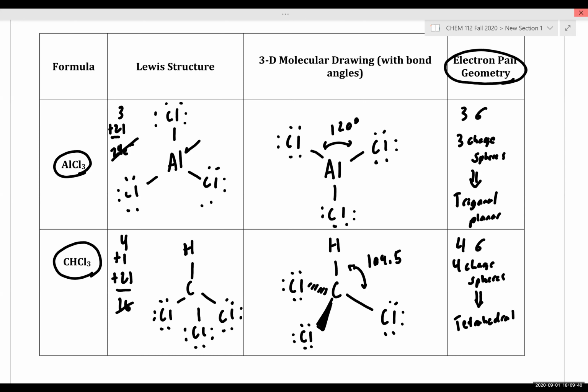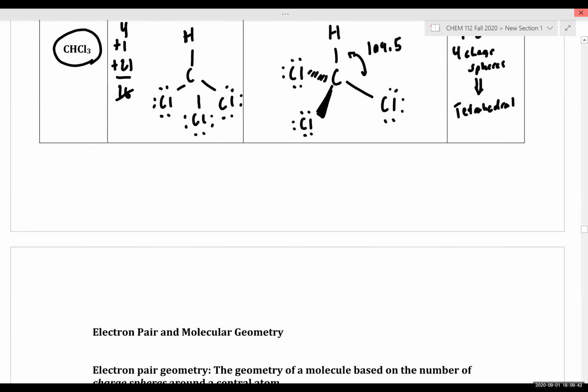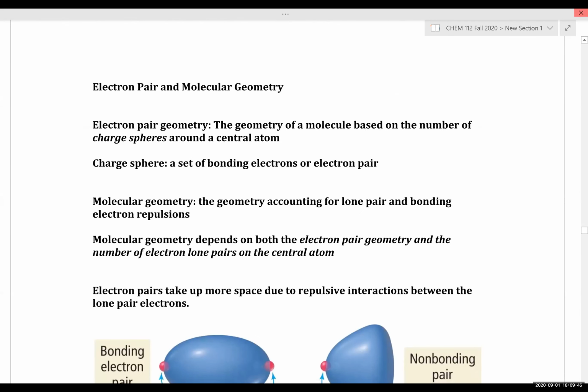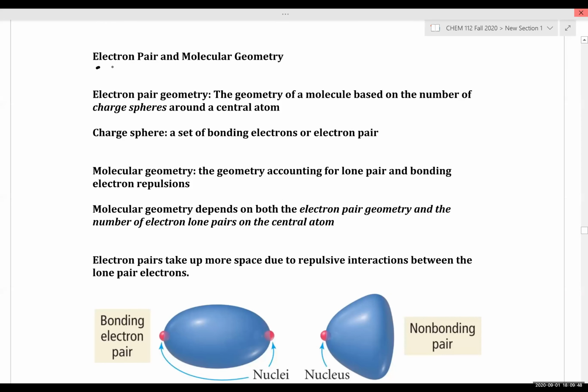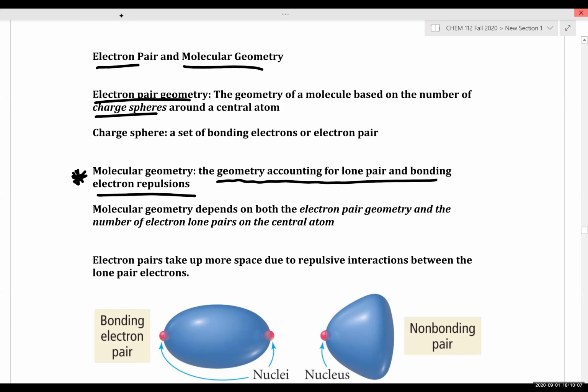Okay, perfect. So now we have this base to build off of. And let's talk about the relationship between electron pair and molecular geometry. So the electron pair geometry is the geometry based on the number of charge spheres. The molecular geometry, which is what we're interested in, is the geometry accounting for lone pair and bonding electron repulsions. Molecular geometry depends on the electron pair geometry and the number of electron lone pairs on our central atom.